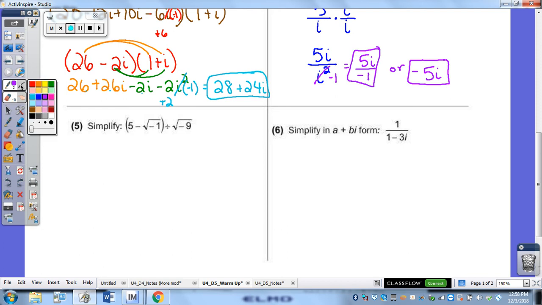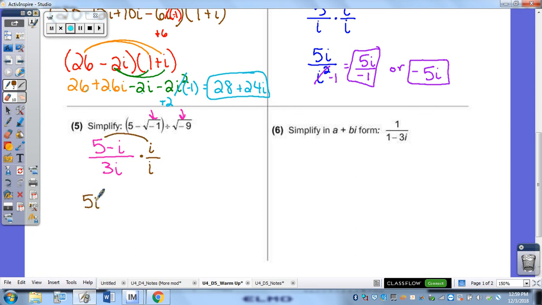Over here, we're dividing, but again, we've got to get these negatives out from under the radicals first. So this becomes 5 minus i divided by 3i. And the only thing you have to multiply by is the i. That's what we're trying to get rid of. So i times 5 is 5i. i times i is i squared. And then this becomes 3i squared.